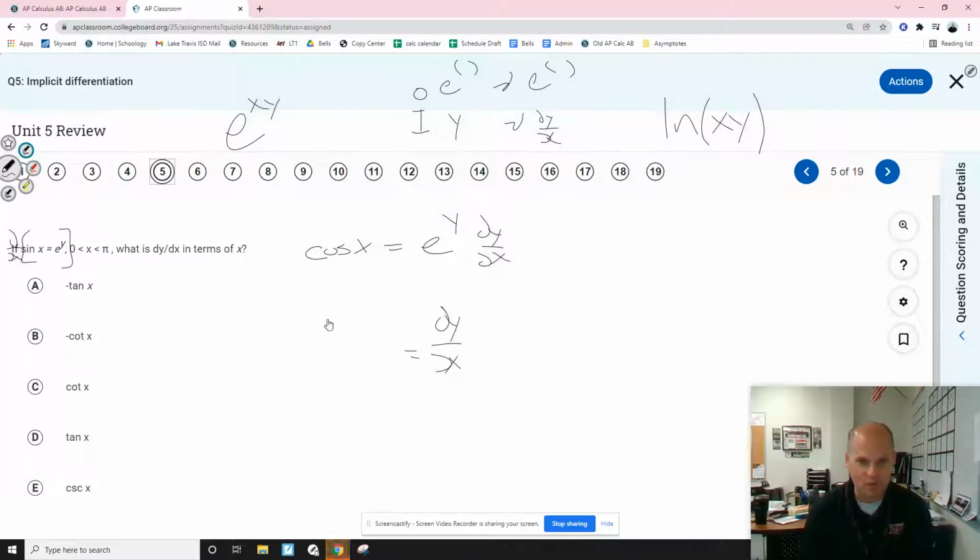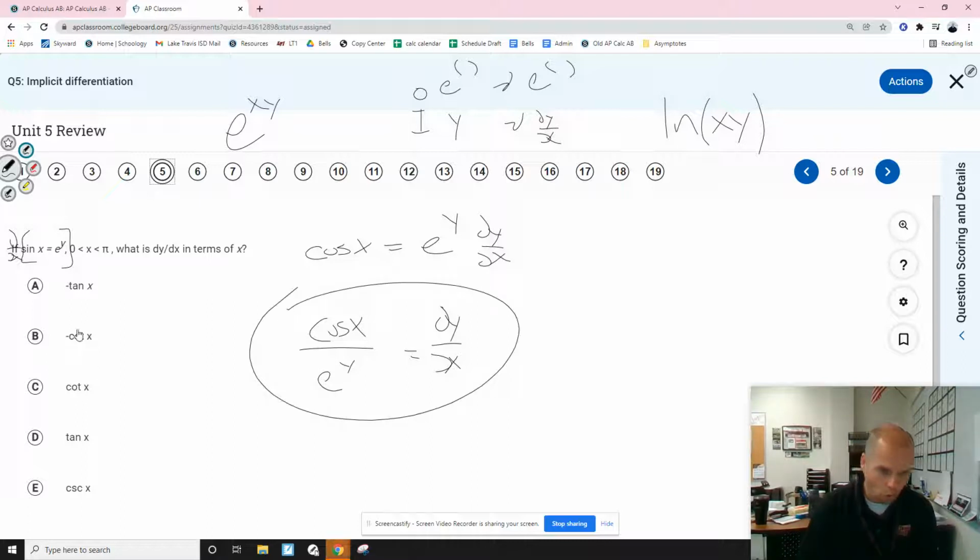Because you divide by e to the y and you get this. Anybody watching this right now? No? Anybody paying attention? Look at this. Cos x over e to the y. This is correct. I took the derivative of sine x equals e to the y, and I get cos x equals e to the y dy dx. I solve for dy dx by dividing by e to the y. This is my derivative. What the heck?